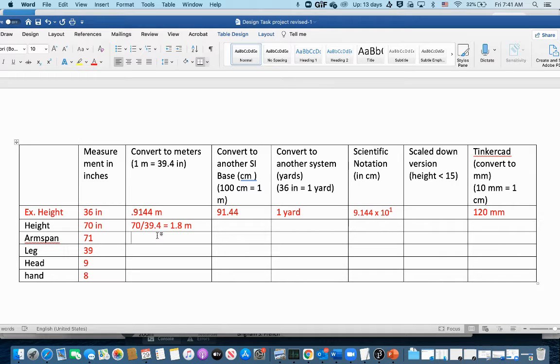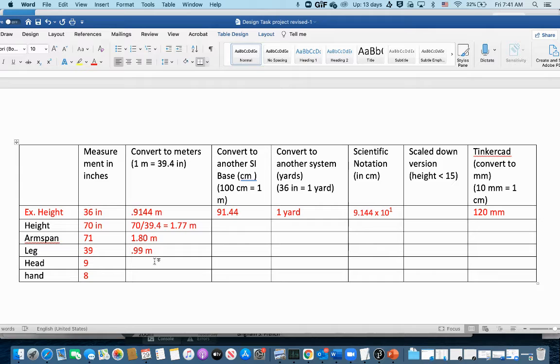This is 71 divided by 39.4. I get 1.8 again. You know, I'm going to change this to 1.77 so that these are slightly different. And I'm just going to write this as here, 1.80 meters. My leg, 39 divided by 39.4. That's going to get me 0.99 meters here.